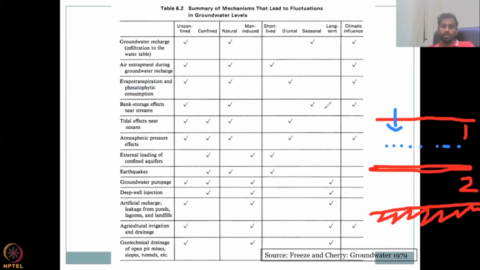Moving on, it is also influenced by climatic factors, because when there is different climatic pressure, plant water consumption is different.